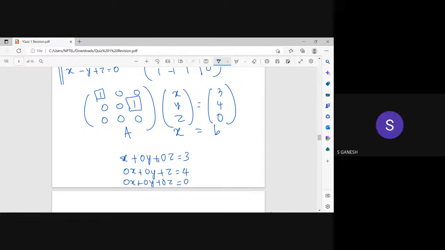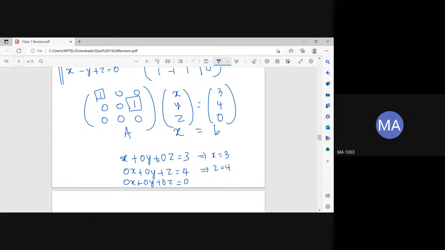Yes, ma'am. You should write down what the system is. We got the value only for x and z, and we can put y whatever we want. Yes, ma'am. For B, it represents that there is no solution for this system of equations.